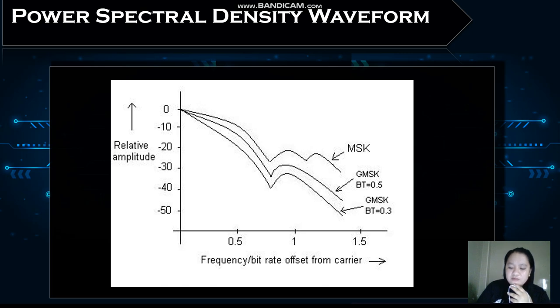The requirements for the filter are that it should have a sharp cutoff, narrow bandwidth, and its impulse response should show no overshoot. The ideal filter is known as the Gaussian filter, which has a Gaussian-shaped response to an impulse and no ringing. In this way, the basic MSK signal is converted to GMSK modulation. So this is the GMSK spectral density with offset from the carrier.